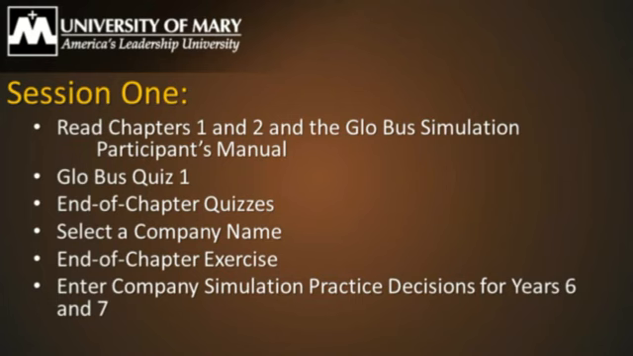Let's review the assignments now in the order that you'll be completing them. For Session 1, you'll read Chapters 1 and 2 in the Globus Simulation Participants Manual. You'll complete the Globus Quiz 1 and also the end of chapter quizzes for Chapters 1 and 2. You and your team members will be selecting a company name, completing the Session 1 end of chapter exercise, and enter your company simulation decisions for practice round decisions for years 6 and 7. For the first session, you'll just be practicing entering decisions. The practice rounds do not count towards your grade. The data will be deleted once the practice rounds are completed. The practice rounds are intended to give you an opportunity to see how the simulation operates and to provide a chance to learn the interactions of the software.